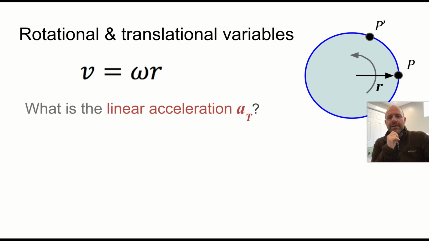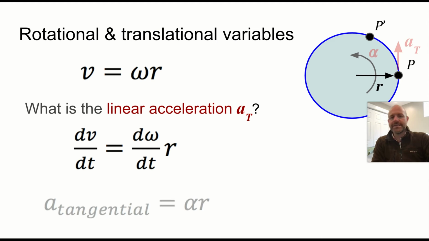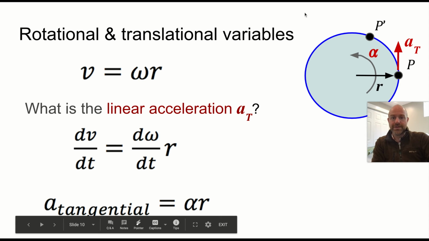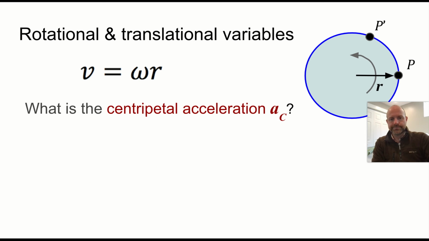We could do that one more time. What is the linear acceleration, or the tangential acceleration? dv/dt, d omega/dt. d omega/dt is alpha. dv/dt is tangential acceleration, and I put that whole subscript there because this is not centripetal acceleration. That has a whole different definition, which we'll get to. Okay, but those are the first three. Linear acceleration is angular acceleration times r, the radius.